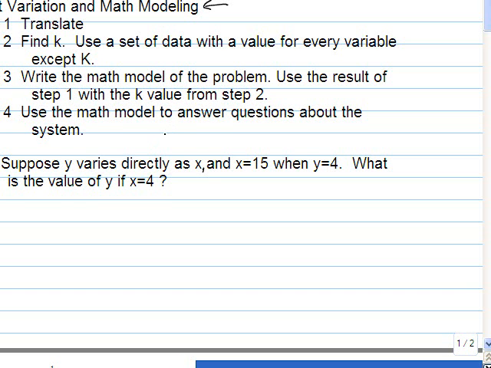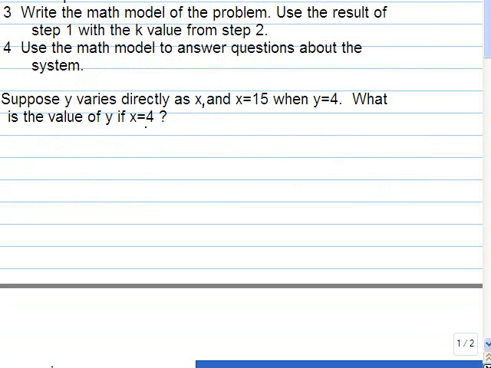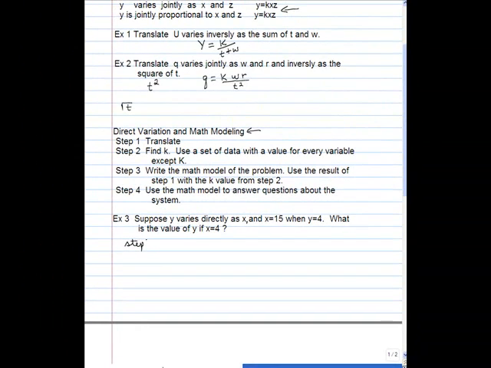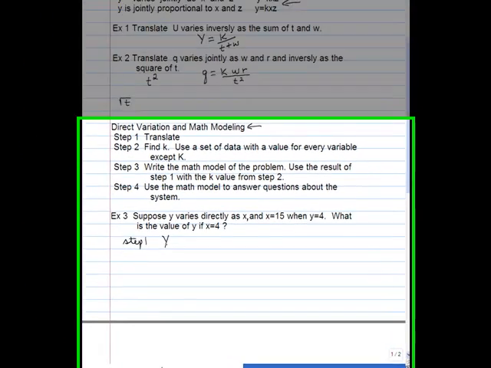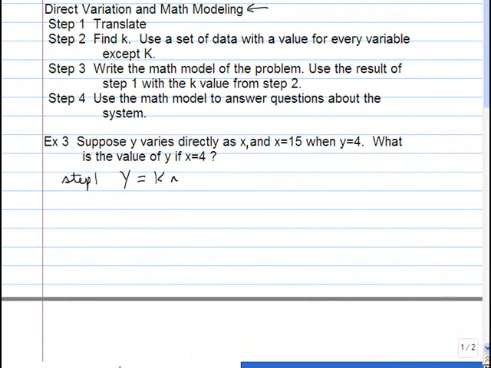So let's see in a practical sense how that works through this first example. It says, suppose y varies directly as x, and x is 15 when y is 4. What is the value of y if x is equal to 4? Okay. First thing we need to do, it says, is translate. So step 1, I'll do the translation. Y varies directly as x. That's about as simple as it gets. Y equals k times x.